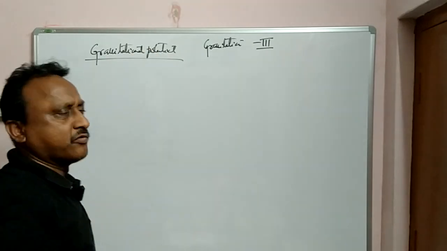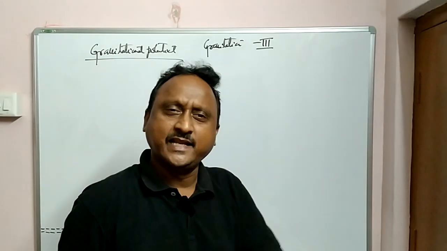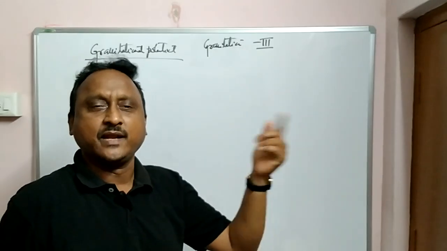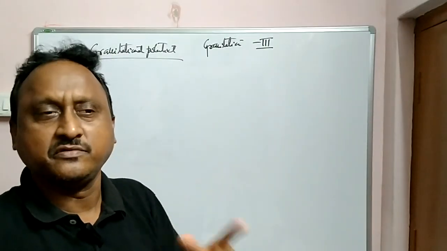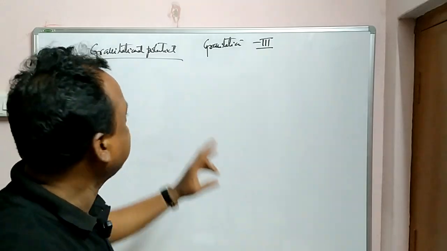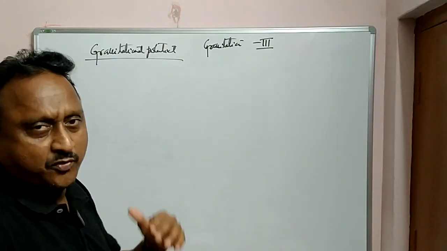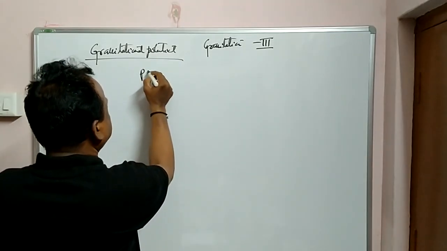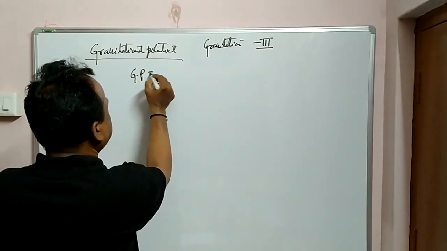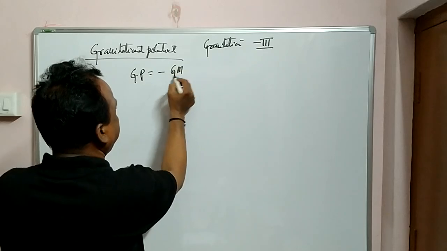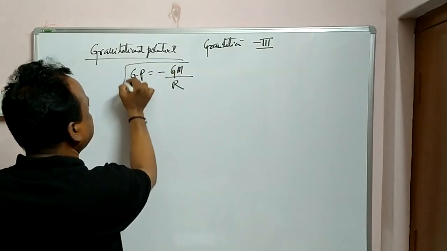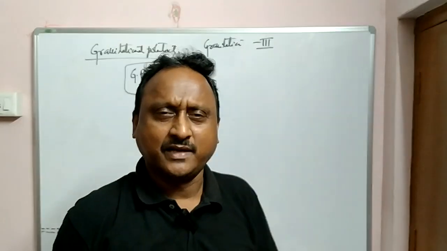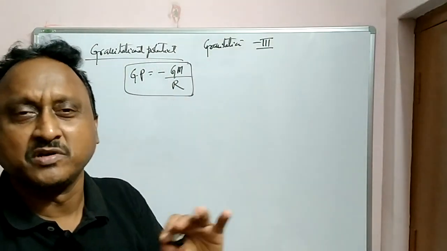As I told you in the work power energy chapter also, kinetic energy cannot be negative, it is always positive. But potential energy can be negative as well as positive, already explained in work power energy. So gravitational potential means the potential due to gravity, and it is given by minus GM by r. This potential can be negative, but kinetic energy is always positive because it is v square.